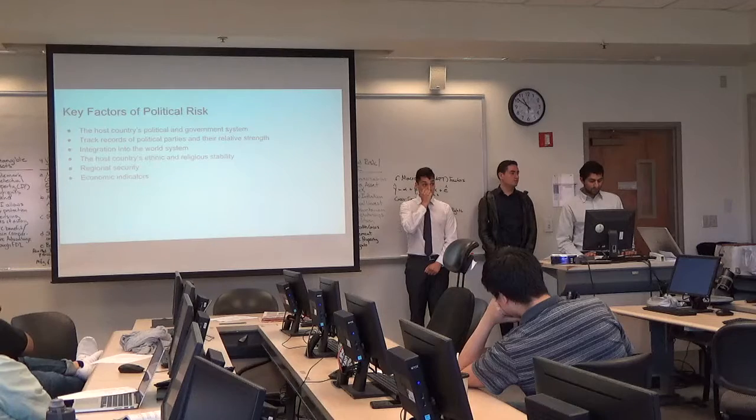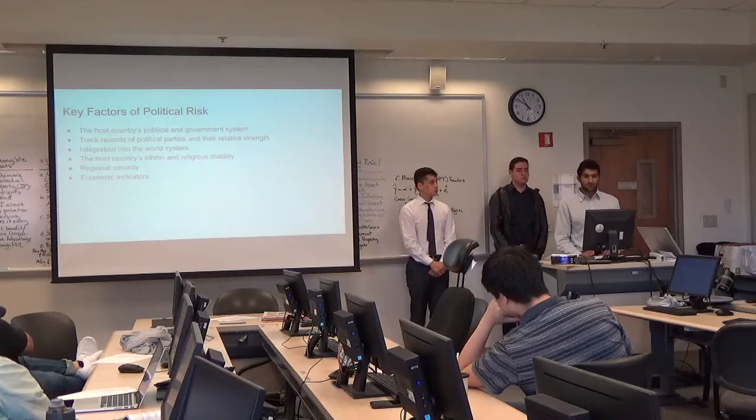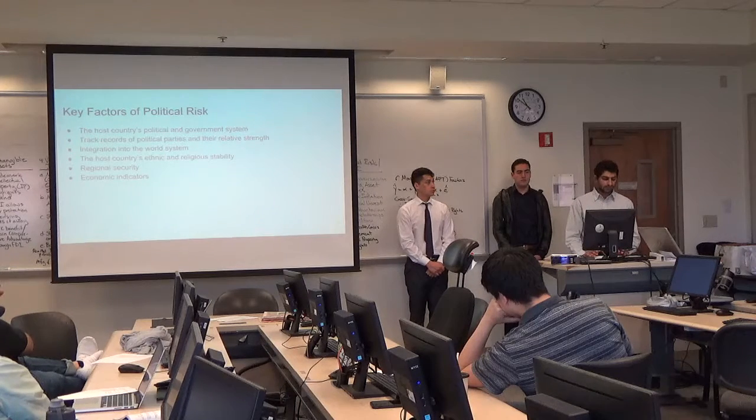The next is regional security. That just means potential aggression from a neighboring country is a major source of political risk. And then the sixth one is economic indicators. Political events are usually triggered by economic situations, and that could be anything from poverty rates and inflation rates to interest rates.